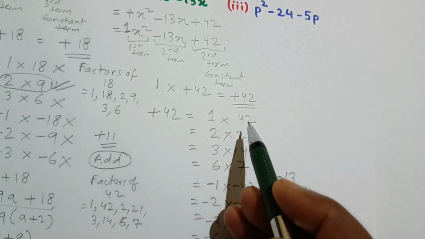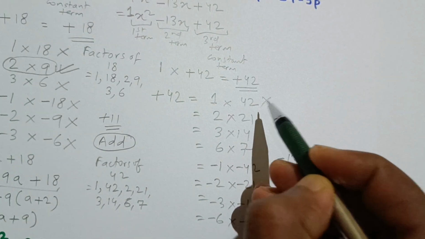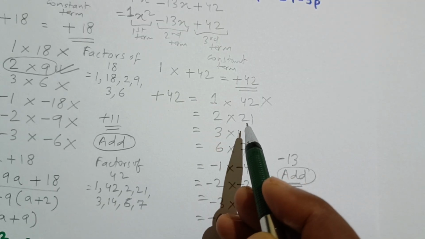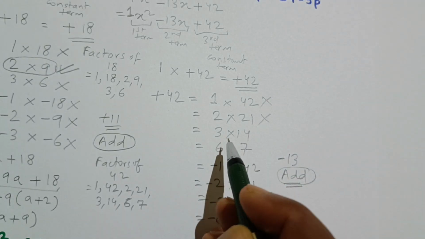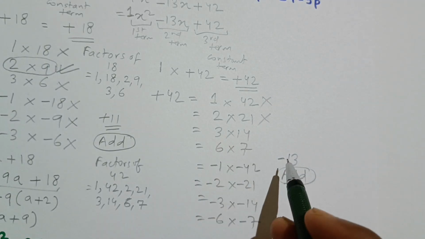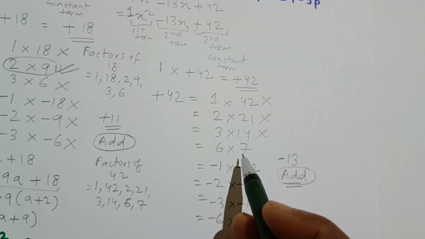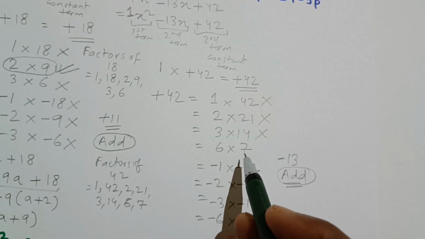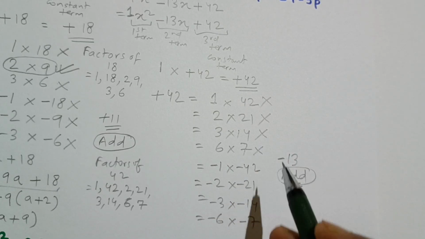1 and 42, if I add, I will get 43. But I want minus 13, so this is not. 2 and 21, if I add them, 2 plus 21 is 23. No, I want minus 13. 3 and 14, so 3 plus 14 is 17. No. 6 and 7, 6 plus 7 is 13. I want minus 13. 6 plus 7 gives me plus 13, or simply 13. I want minus 13, so 6 and 7 also no.